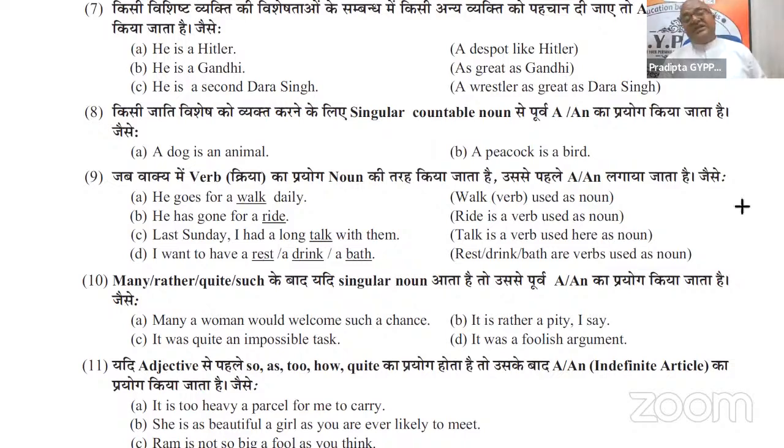Similarly, when we use a verb as a noun, then we use a. I go for a walk every morning. I go for a ride every morning. I went for a long talk with him. You need to have a rest. Or you can say, you need to take rest.